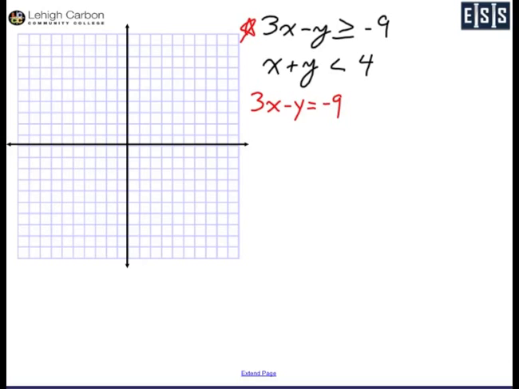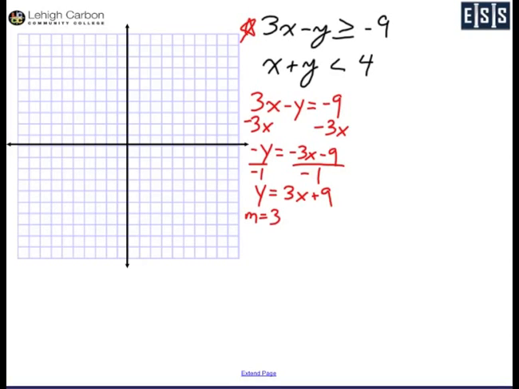I'm going to put this into slope-intercept form. So I can subtract 3x from both sides. Negative y equals negative 3x minus 9. Divide both sides by negative 1. I get y equals 3x plus 9. My slope is 3, or 3 over 1. My b is 9. So my y-intercept's 9.